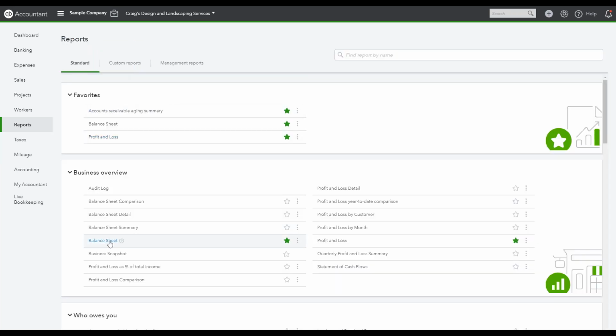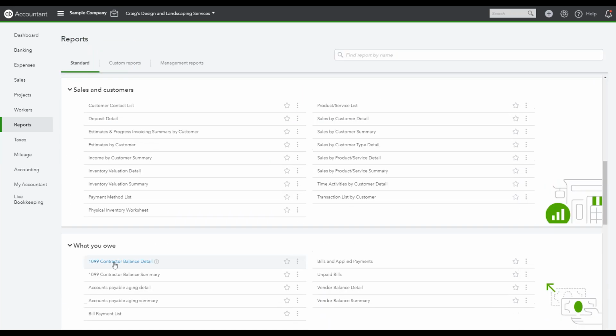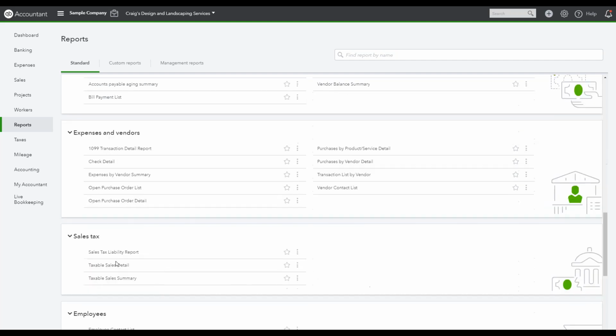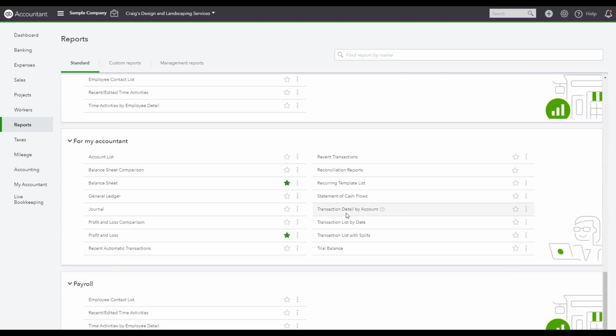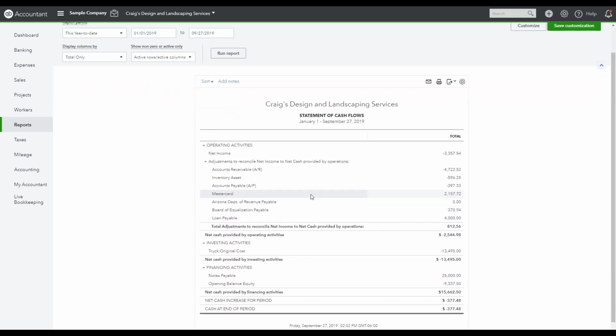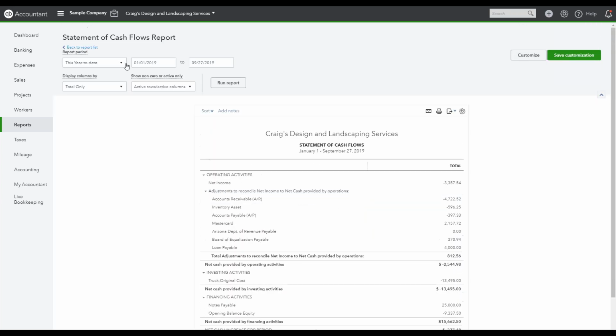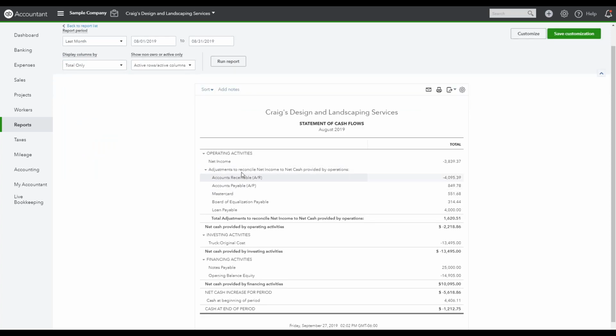The other report that is super similar between the desktop version and online version is the statement of cash flows. So the statement of cash flows, as I mentioned, was kind of a blend of what's going on in the income statement and what's going on in the balance sheet, sorry, the profit and loss statement. So I'm going to pull this report by last month.